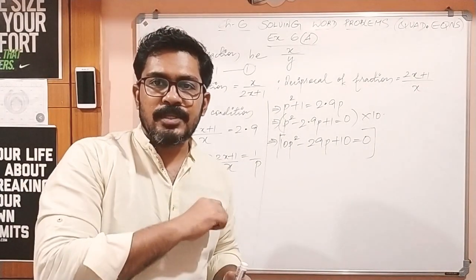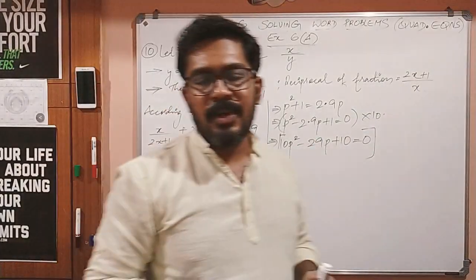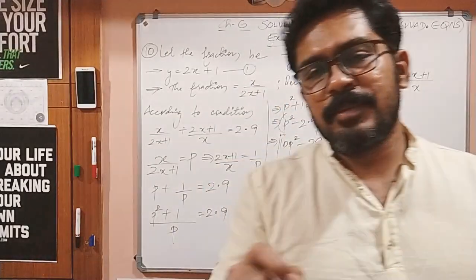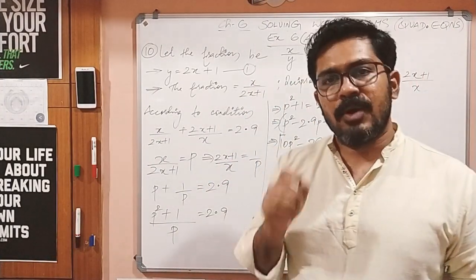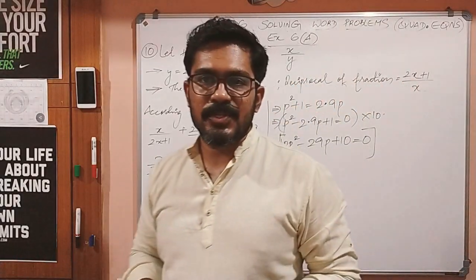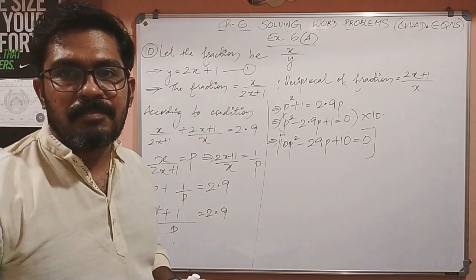So children, how will you further solve this? By using middle term split method. As I told you before, in chapter number 6, 99% of the sums can be solved by using factorization method or middle term split method, isn't it, children? So we can also solve this sum by split up method.